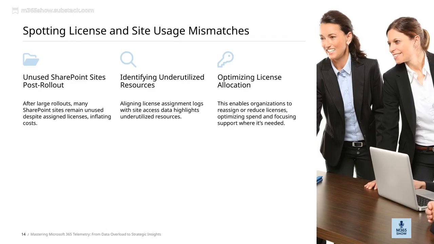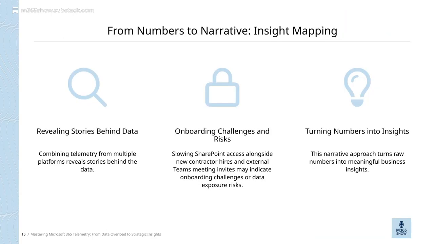Another important point is that after large rollouts, many SharePoint sites tend to remain unused, even though they've been assigned licenses. This inflates costs unnecessarily. So, by identifying unused SharePoint sites post-rollout, organizations can make smarter decisions about license management, reducing expenses and improving overall efficiency. In the end, it's all about using telemetry data to ensure our licenses are aligned with actual usage, maximizing value and minimizing waste.